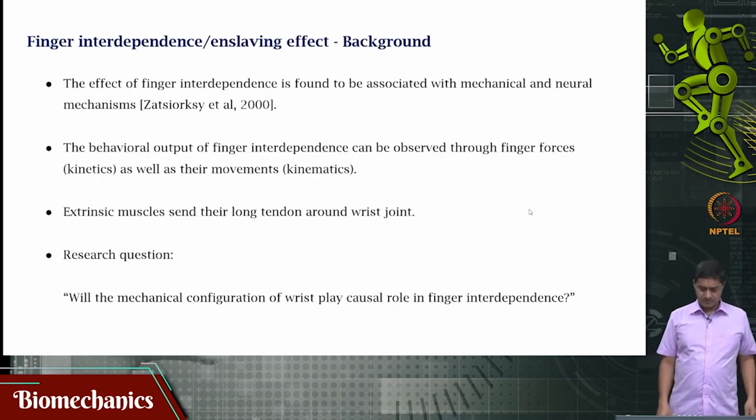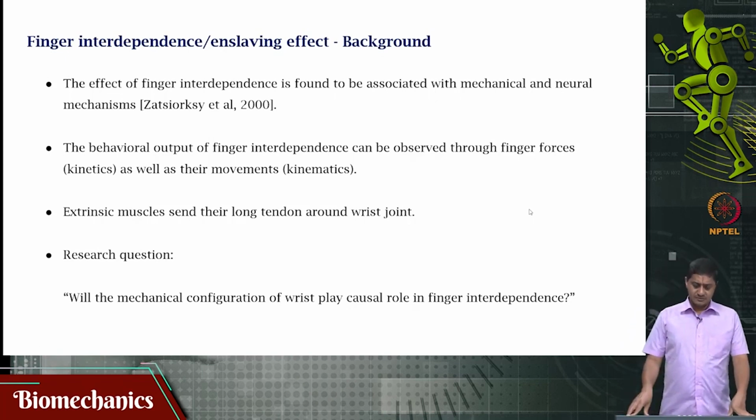So, what is known? What is known is that finger enslavement may be due to three factors. We saw that it may be due to mechanical shearing between tendons, or maybe due to multi-digit motor units, that is, muscle fibers from a given motor unit connecting to different fingers.